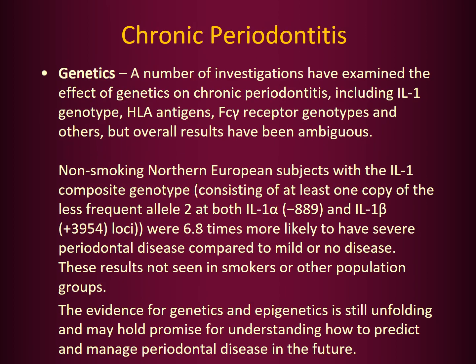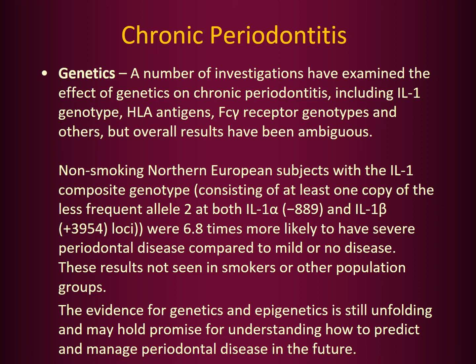What about genetics in chronic periodontitis? Well, a number of investigations have looked at a number of genetic components, including IL-1 genotype, HLA antigens, and Fc gamma receptor genotypes, as well as a number of others. But the overall results of this research have been a bit ambiguous.